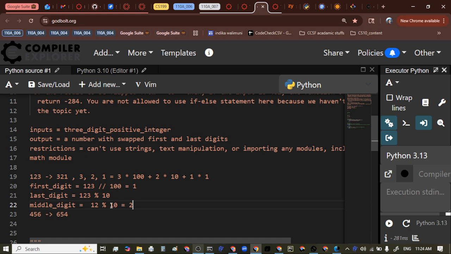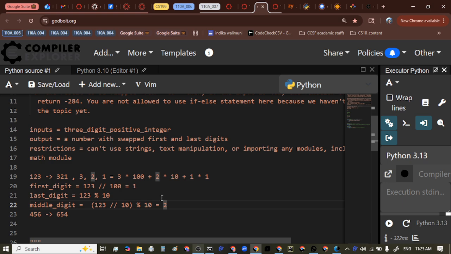So then how do you find 12 given 123? That gives us the answer. So this is going to be 123 integer division by 10, and this whole thing is 12. Then we take the modulo by 10 and we get 2. Okay, so we did one example.